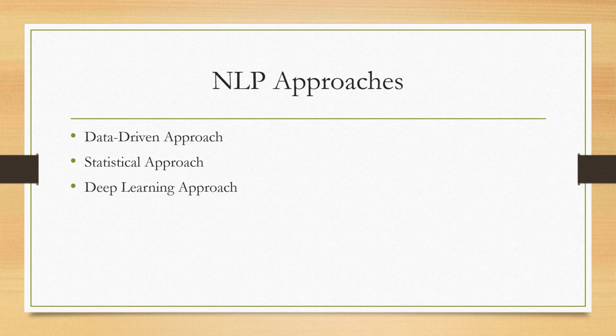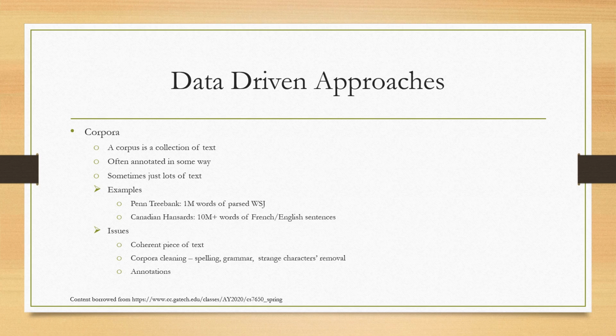These three approaches are very famous in NLP, and according to their time, they have provided satisfactory results to a great extent: data-driven approach, statistical approach, deep learning approach. In data-driven approach, data is prominent. Corpora is basically a collection of text. You can basically consider it as a dictionary. A lot of text is collected in a corpus. Even the small ones have billions of words.